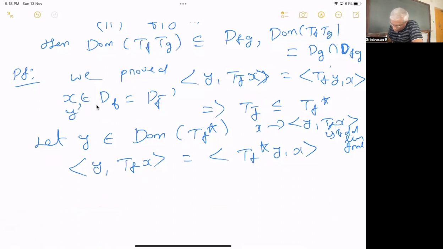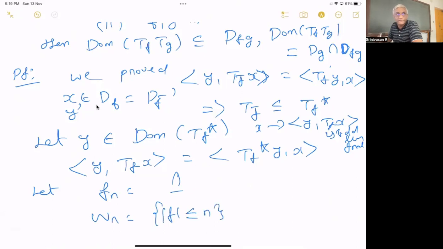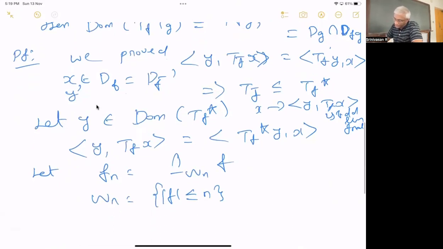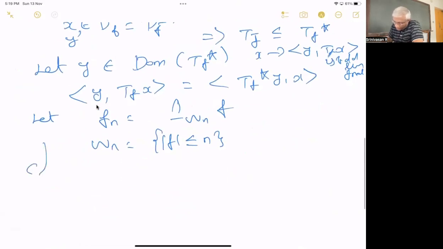So for that, we want to apply the bounded case. Let omega n be the set of all those omega for which mod f is less than or equal to n. Then f_n is equal to 1 omega n times f. This is our f_n, and f_n is bounded. Now we claim the following.